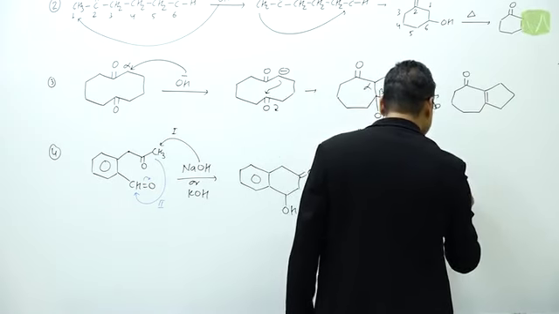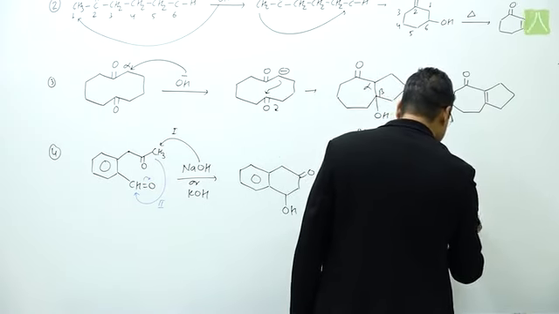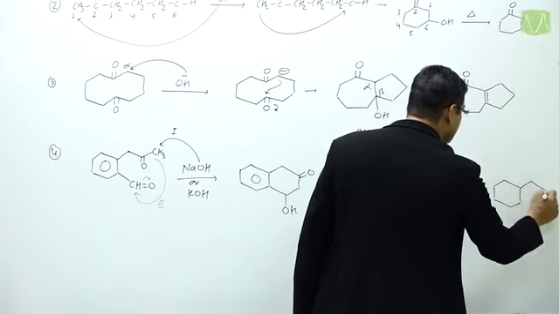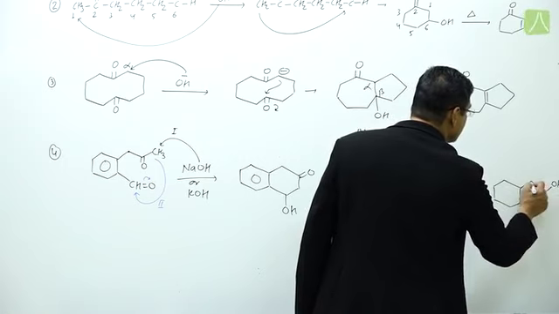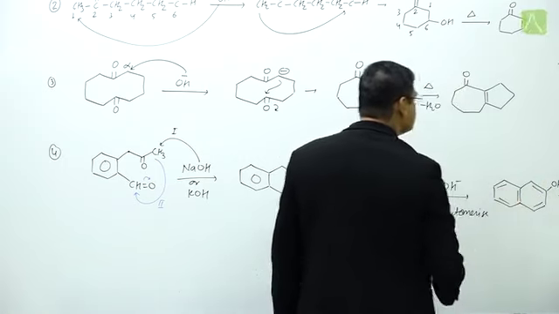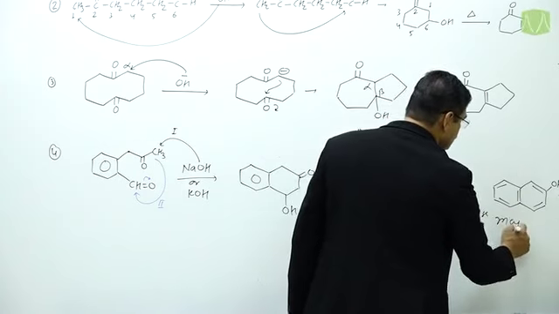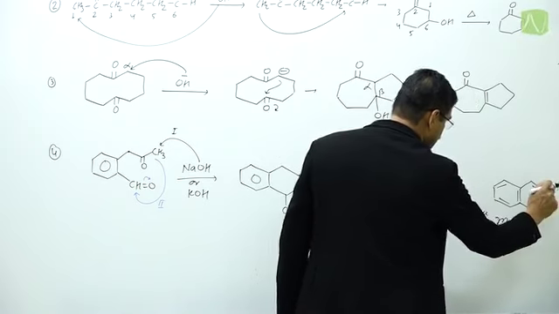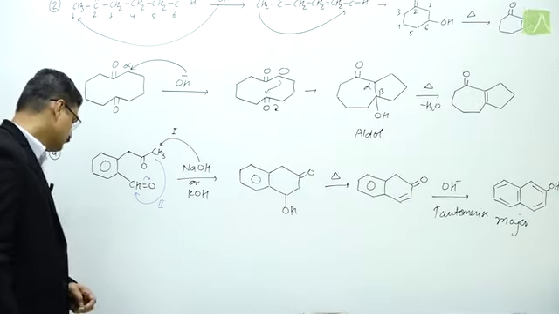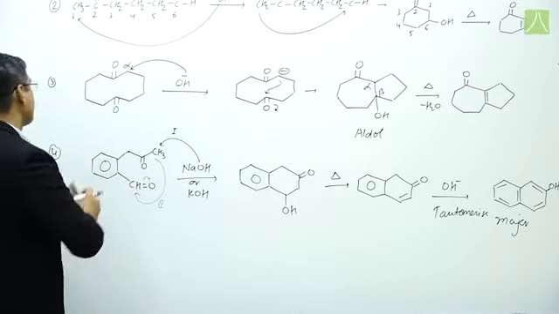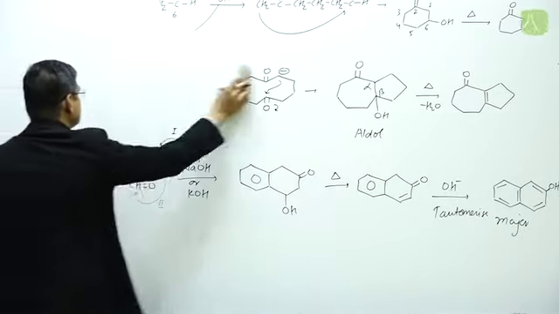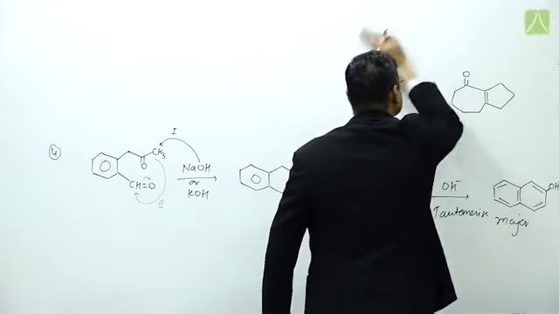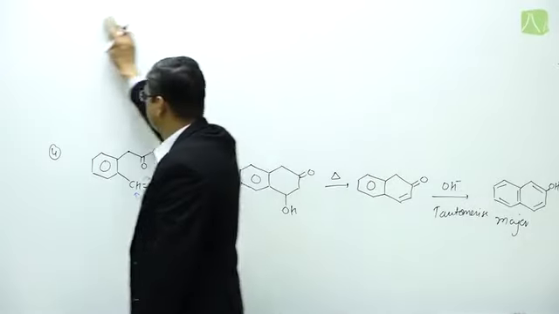In basic medium, this molecule tautomerizes and is converted into an aromatic compound. So this is the final major product. So aldol reaction is possible with self, cross, and intramolecular types.